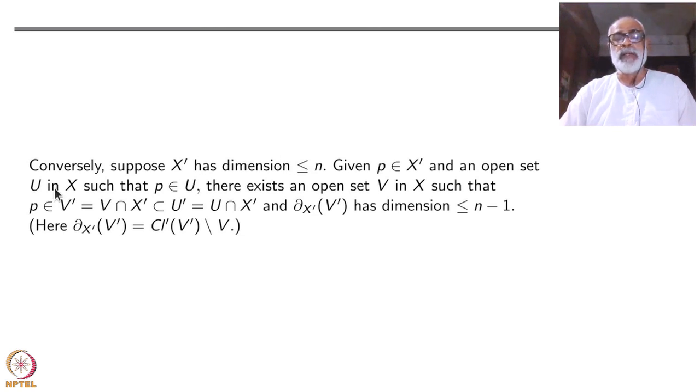Starting with an arbitrary neighborhood U, inside that I can find a neighborhood V prime with this property because the dimension of X prime is less than or equal to n. The boundary of this is taken inside X prime. You recall that this is nothing but the closure inside X prime of V prime minus V prime. That is the meaning of this one.